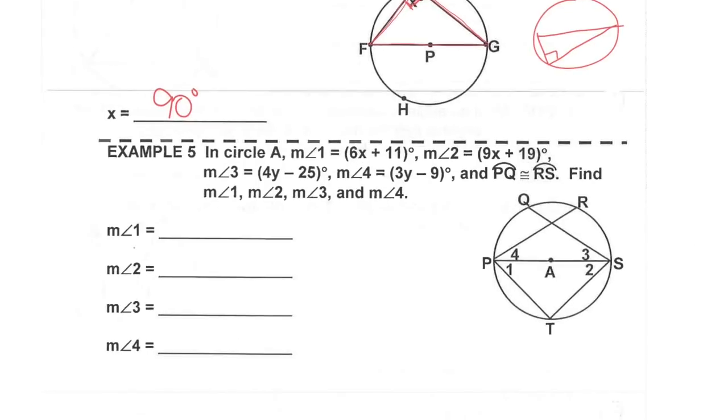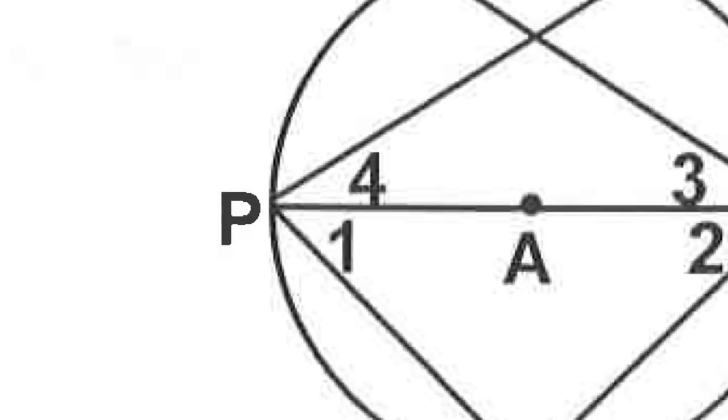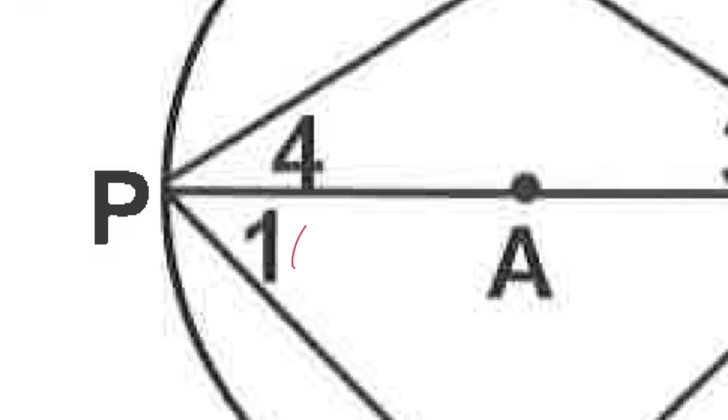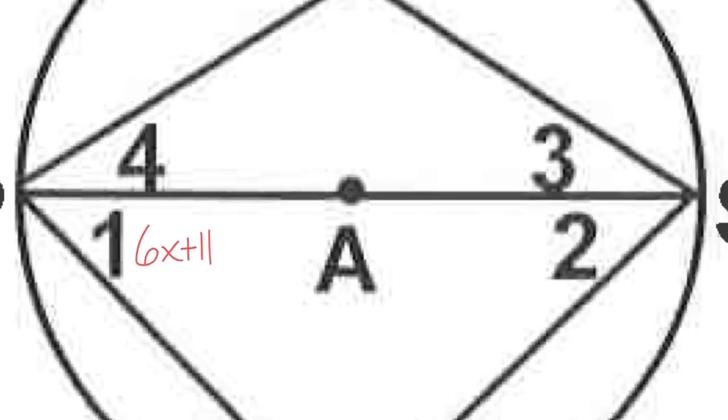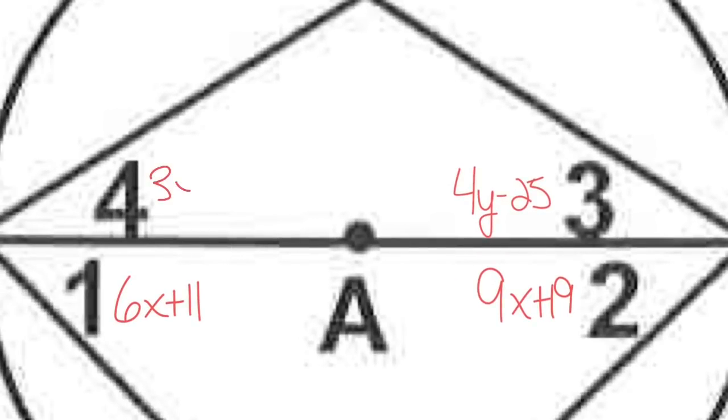Let's look at this one. It's probably the most technical. It gives us a bunch of expressions for angles, and then it wants us to find a bunch. So let's fill this out. Angle 1 is 6x plus 11. Angle 2 is 9x plus 19. Angle 3, 4y minus 25. Angle 4 is 3y minus 9.